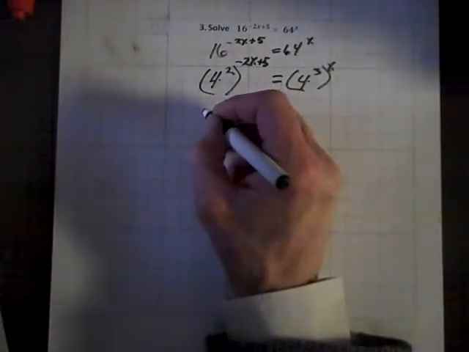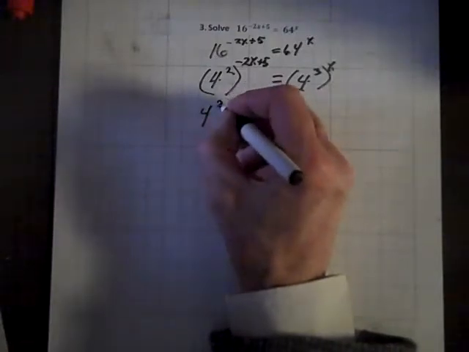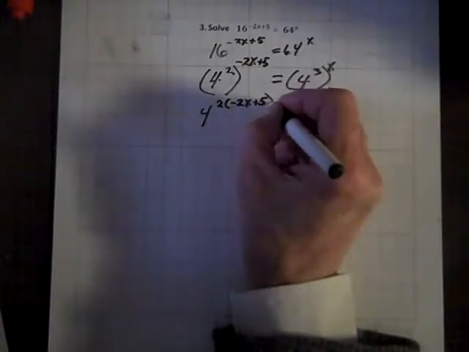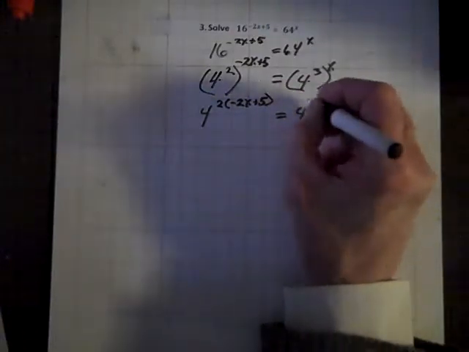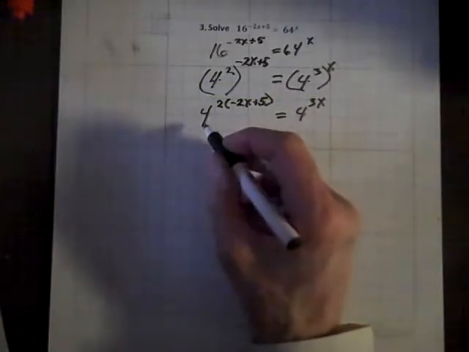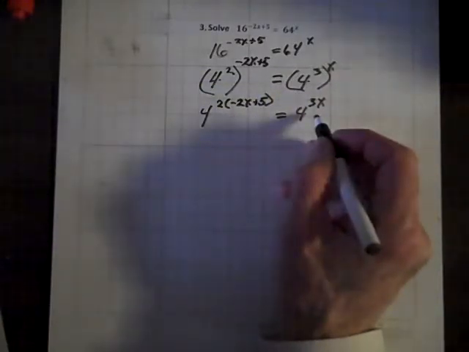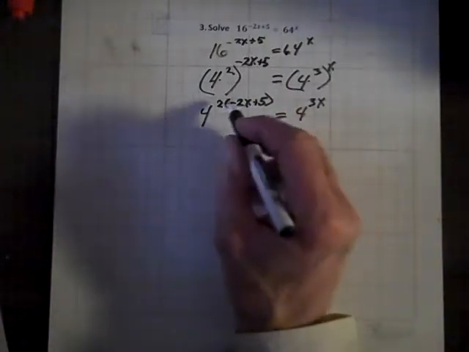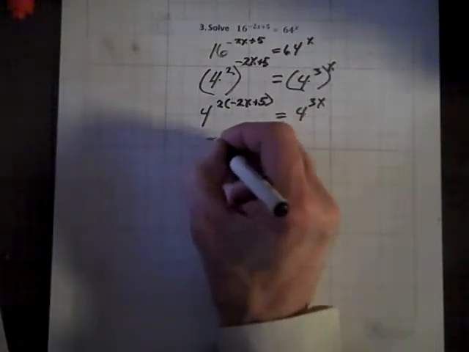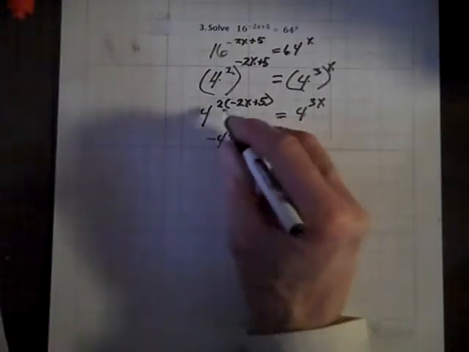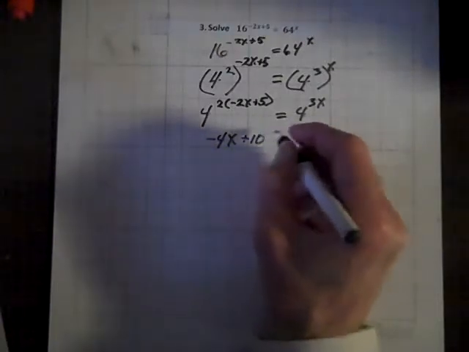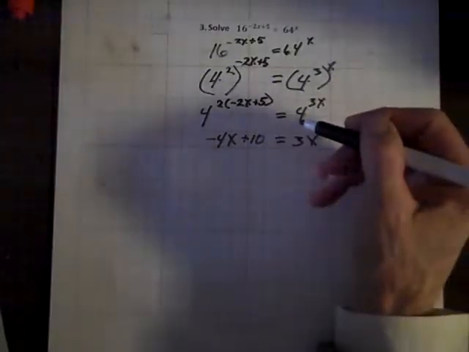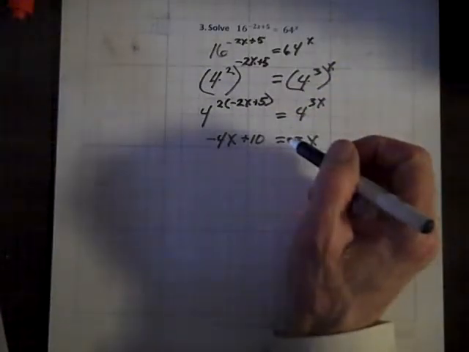Now, by the law of exponents, that's going to be 4 to the 2 times negative 2x plus 5, which equals 4 to the 3x. Now, since the bases are identical, we can go ahead and equate exponents, and I'm going to multiply this out at the same time. So 2 times negative 2x is negative 4x, and 2 times 5 is 10. And that equals 3x. Now keep in mind, what did we just do? We equated exponents because the bases are identical.